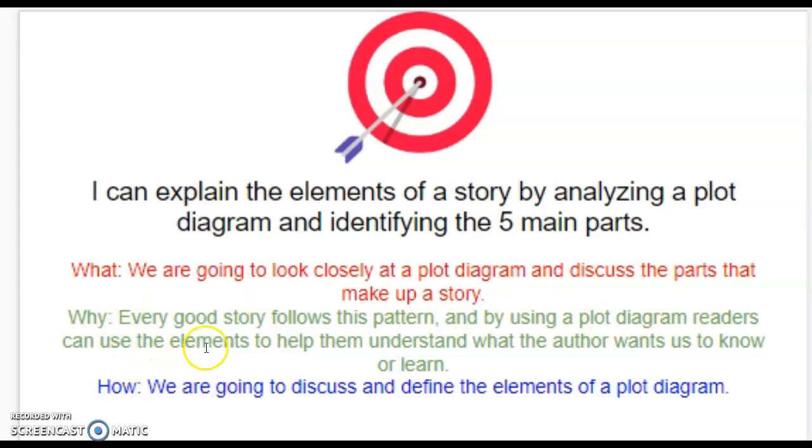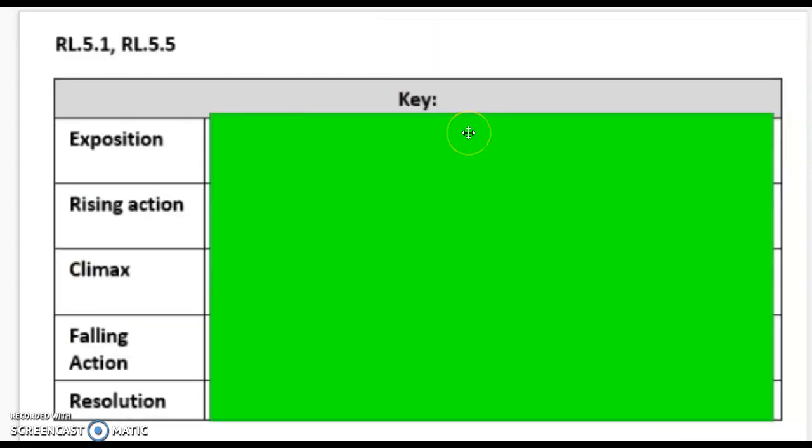Why do we do this? Every good reader or every good story follows this pattern, and by using a plot diagram, readers can use the elements to help them understand what the author wants us to know or learn. How? We are going to discuss and define the elements of a plot diagram. So let's take a little bit of a closer look at what we're going to be doing today.